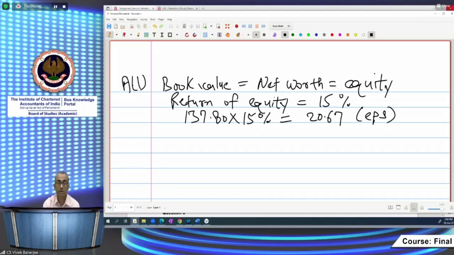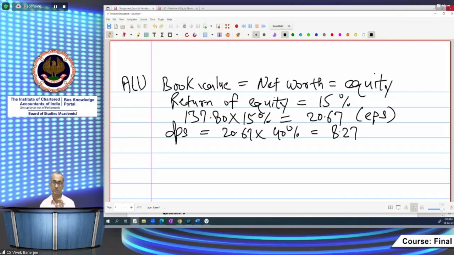from earning per share, dividend per share will be calculated. It is given in the question that the company is retaining 60% of its earnings. If the company is retaining 60% of its earnings, it means it is actually declaring dividend at 40%. So dividend per share is equal to 20.67, which is the EPS, into 40%, which is 8.27. So this dividend per share is 8.27.